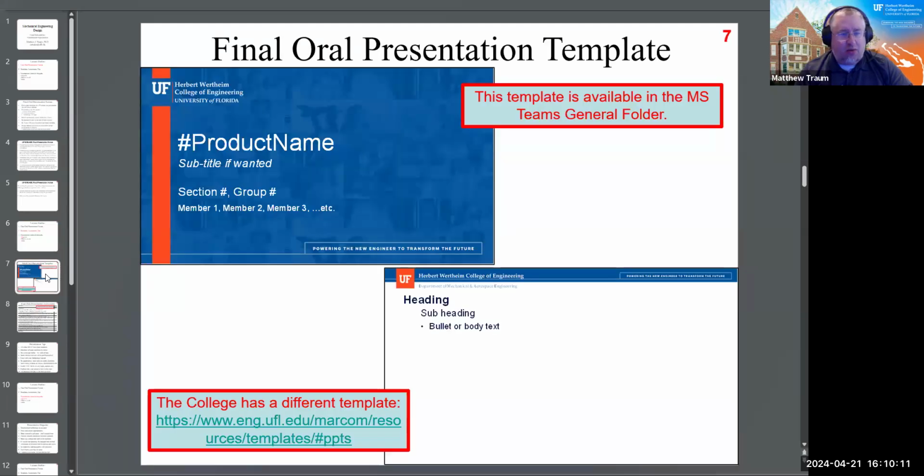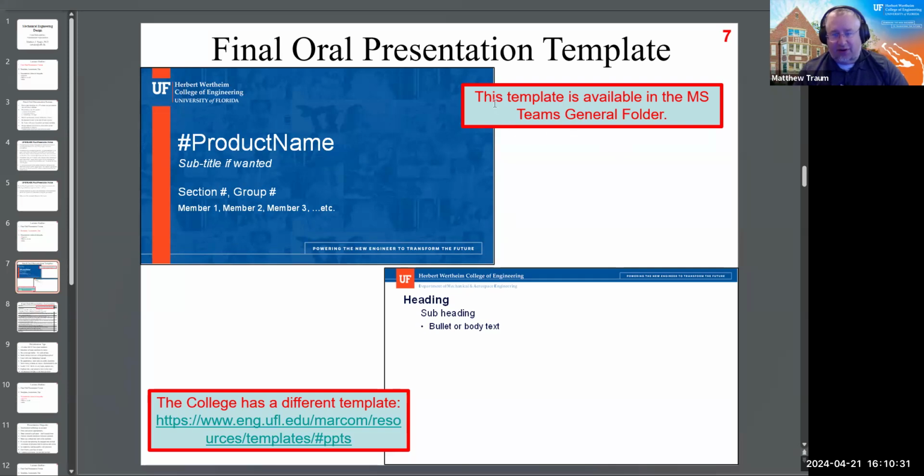There is no preset oral presentation template for the design courses. So you can use whatever you want. You can make your own template. You can come up with one from Microsoft PowerPoint.